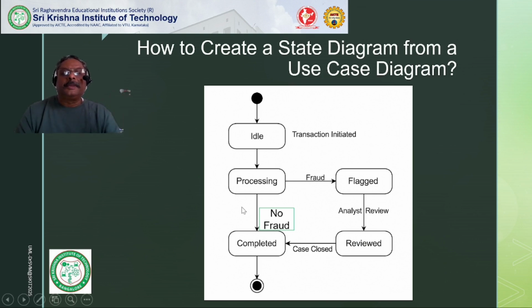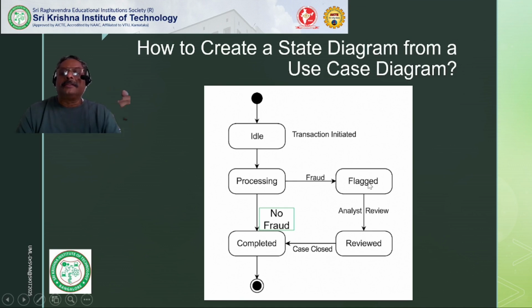Whatever we keep on speaking makes little sense in the form of words, but the whole discussion we had earlier can be put on one slide, and one picture makes the whole thing clear. As long as the transaction is not initiated, it will be in the idle state. When the transaction is initiated, it goes into the processing state. After processing, if it finds there is a fraud, it goes to the flagged state. If there is no fraud, then it just directly accepts it and completes the transaction.